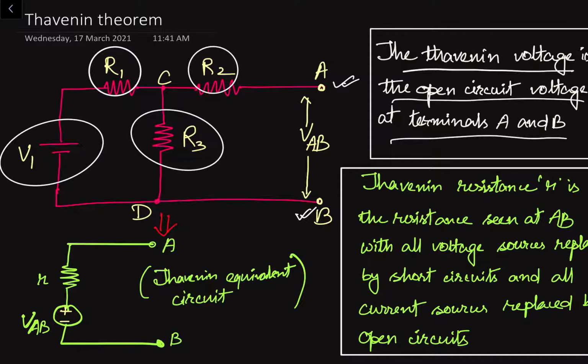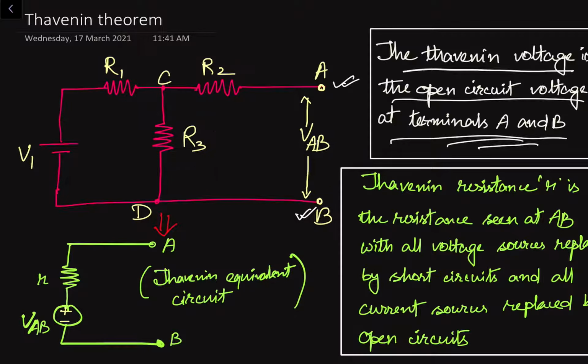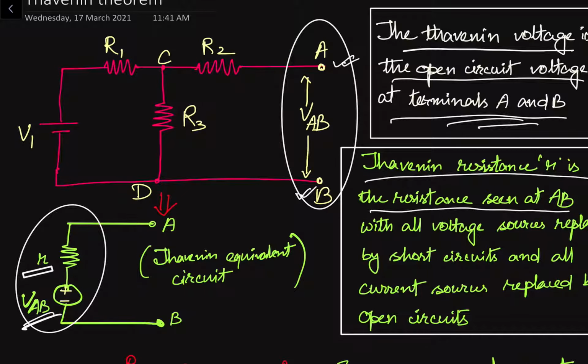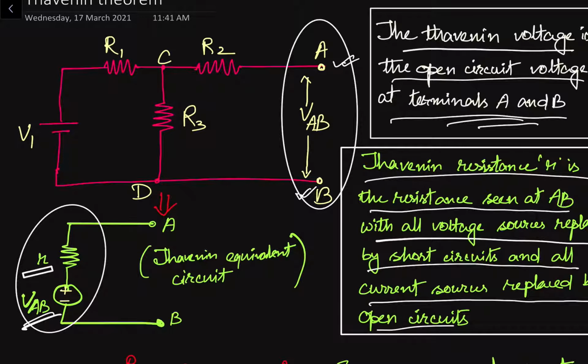Thevenin's voltage is the open circuit voltage at terminals A and B. So this VAB will be the Thevenin's voltage. And we have a series resistance with this Thevenin voltage. VAB is the Thevenin's voltage and small r is the Thevenin's resistance. Thevenin's resistance small r is the resistance seen at the AB terminal, with all voltage sources replaced by short circuit and all current sources replaced by open circuit.